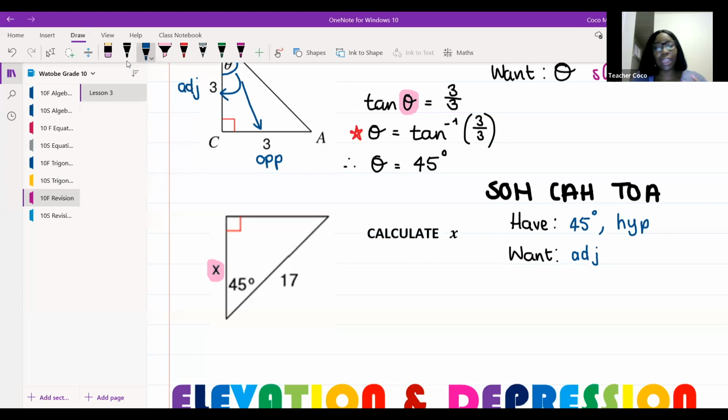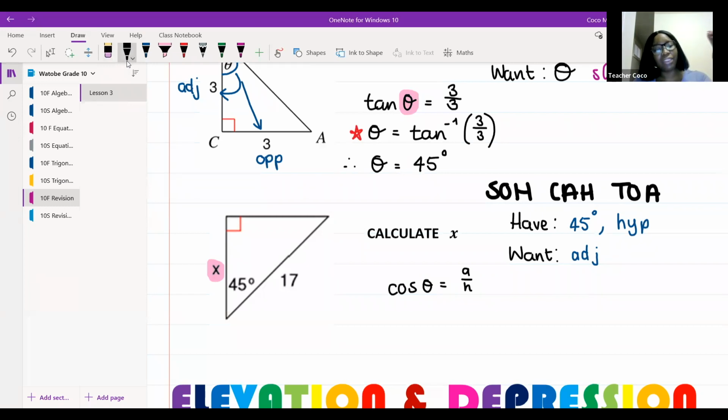So we need to think, guys, between SOH, CAH, and TOA. Which one of them uses adjacent and hypotenuse? The SOH, the CAH, or the TOA? That's it, Michael. Good, the CAH of it, or the cos, because the C in CAH stands for cos. So we're going to go cos of theta is equal to adjacent over hypotenuse. That's the information we have.